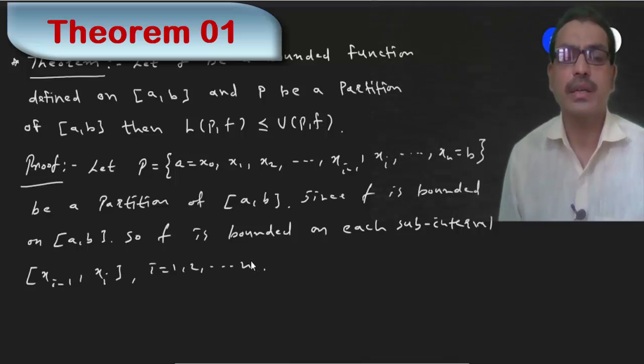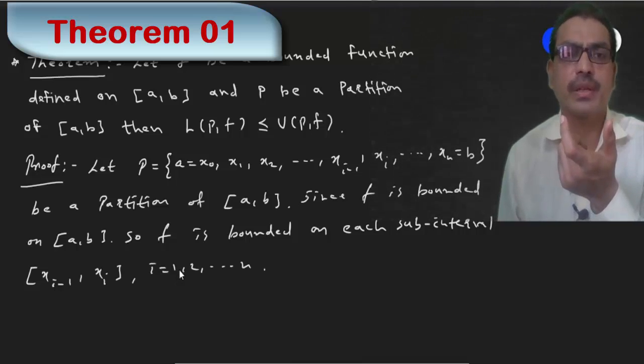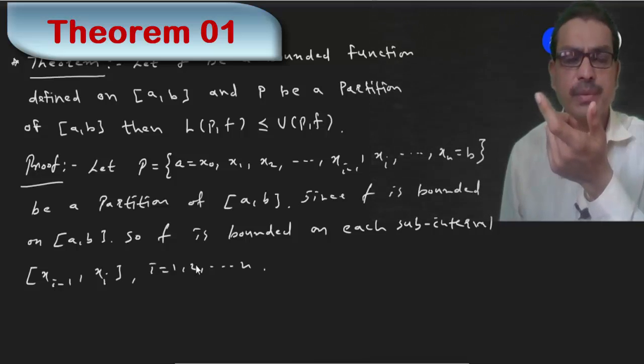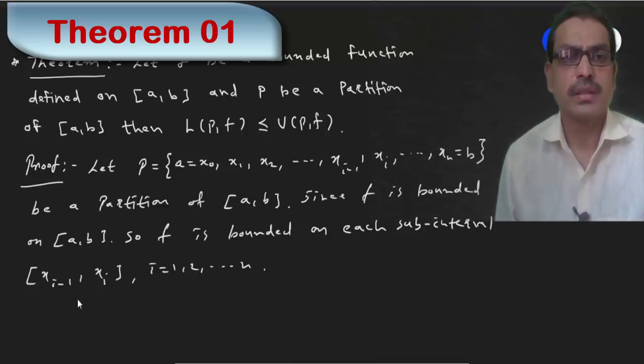See, here the function f is bounded on each subinterval. If we put i equal to 1, then the function is bounded between x0 and x1. Put i equal to 2, then the function is bounded between x1 and x2. That is, the function f is bounded on each subinterval. Therefore, in general we write [xi minus 1, xi], i from 1 up to n. This is the standard form of the interval.